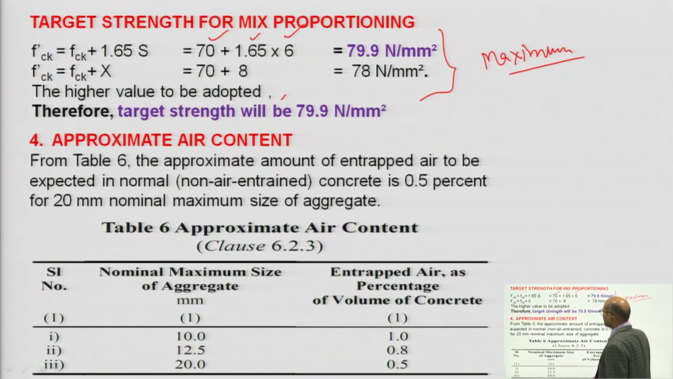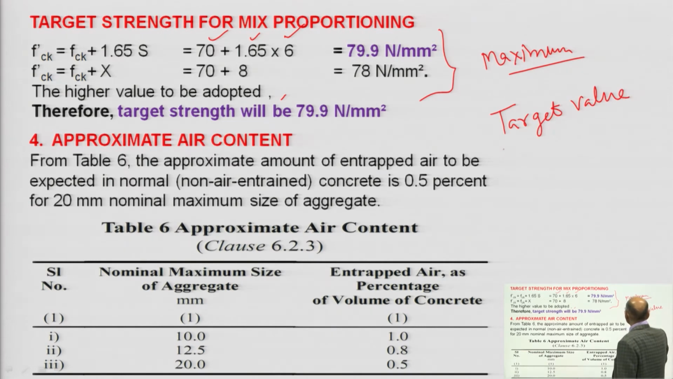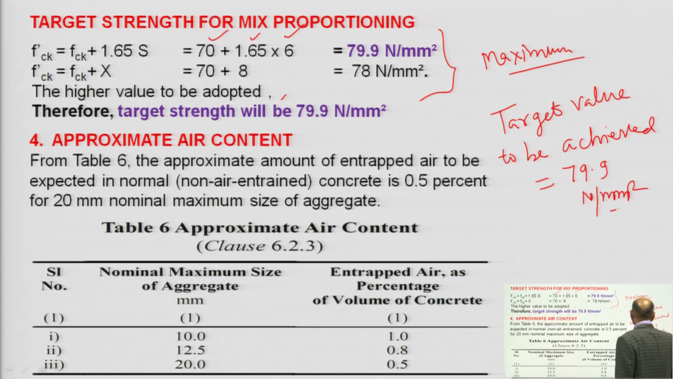So, what is our mean target strength? The mean target strength is the target value we have to achieve. Therefore, the target value to be achieved is 70.9 Newton per mm square.